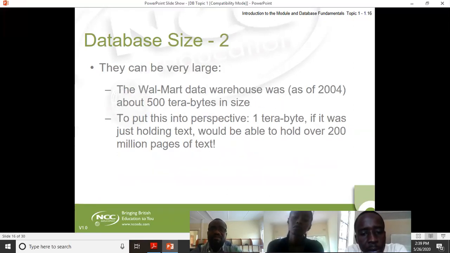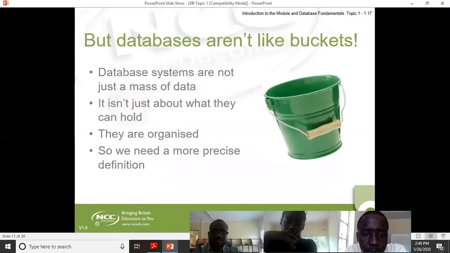Then databases too can be very large. For example, the Walmart data warehouse was about 500 terabytes in size as of 2004. That was 2004; today, in 2020, I'm sure it's very big in terms of storage size. To put this into perspective, 1 terabyte, if it was just holding text, would be able to hold over 200 million pages of text. But databases aren't like a bucket, although they are going to show it like a bucket.